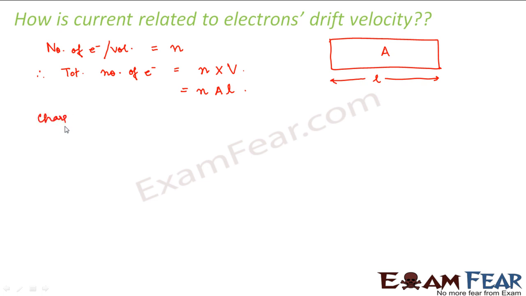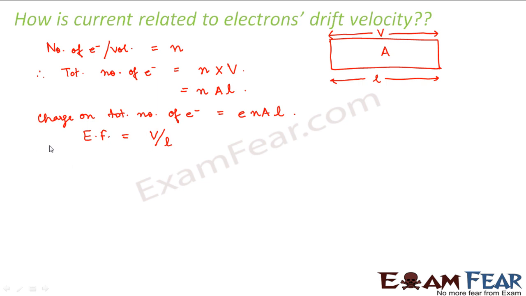So what would be the charge on the total number of electrons? Charge on the total number of electrons will be equal to e into NAL, right? So this is basically the total charge present inside this conductor. And let us suppose that the potential difference between the ends of the conductor is V. So what will be the electric field? Electric field will be nothing but potential difference per unit length, that is V divided by L.